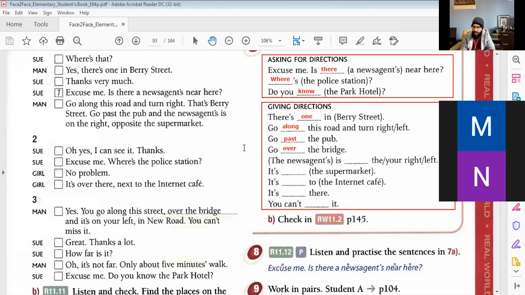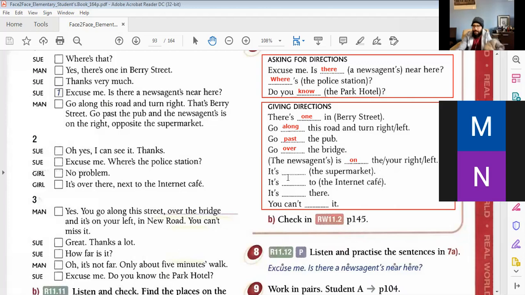The newsagent's is on your right. Here, it's up to you. You can say on the right or on your right. Both are correct. Okay. On the right.